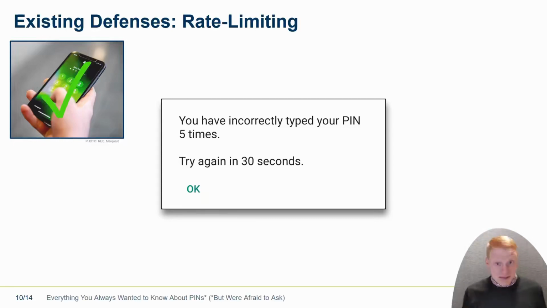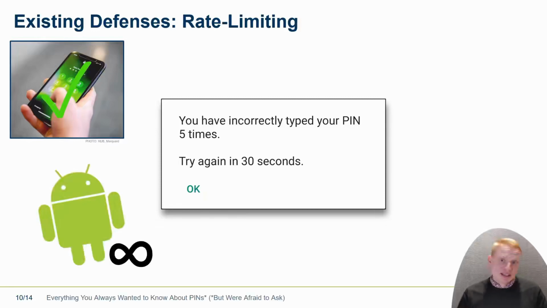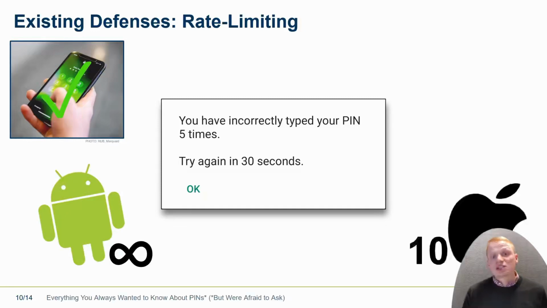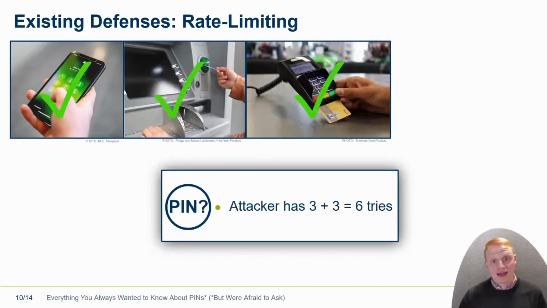How many guesses can I make then? Well, on Android, it's really not limited. If I have all the time in the world, I can make all the guesses in the world. On Apple, the situation is completely different. On Apple, it's limited to 10 guesses and then the phone gets locked. So there's really a strict rate limiting in place. Banking also has a strict rate limit, and we already had that in the paper by Monroe et al. There's a strict limit of 6 guesses, and then the attacker has no chance whatsoever to continue the attack.